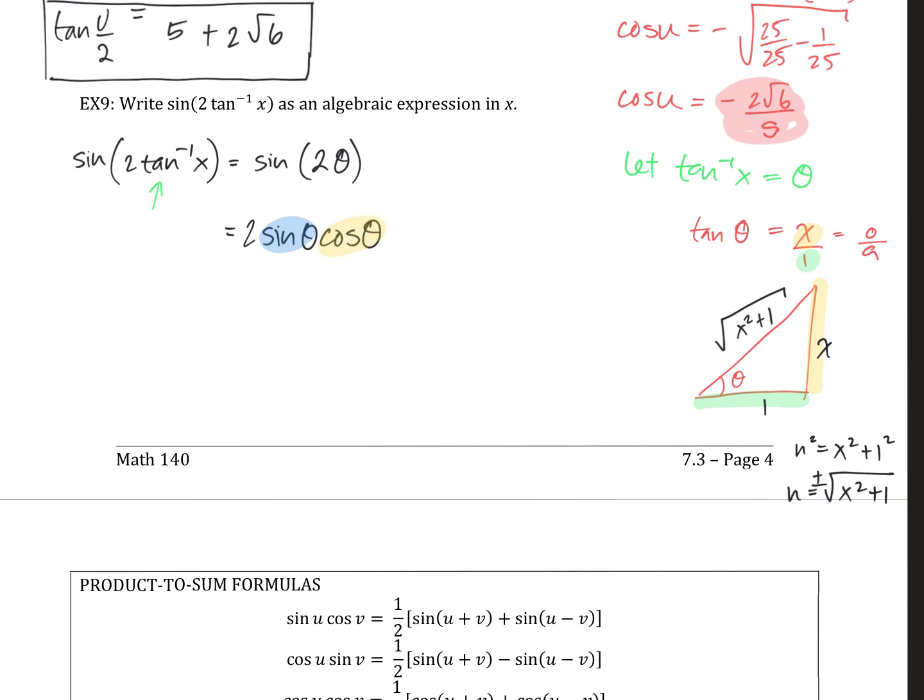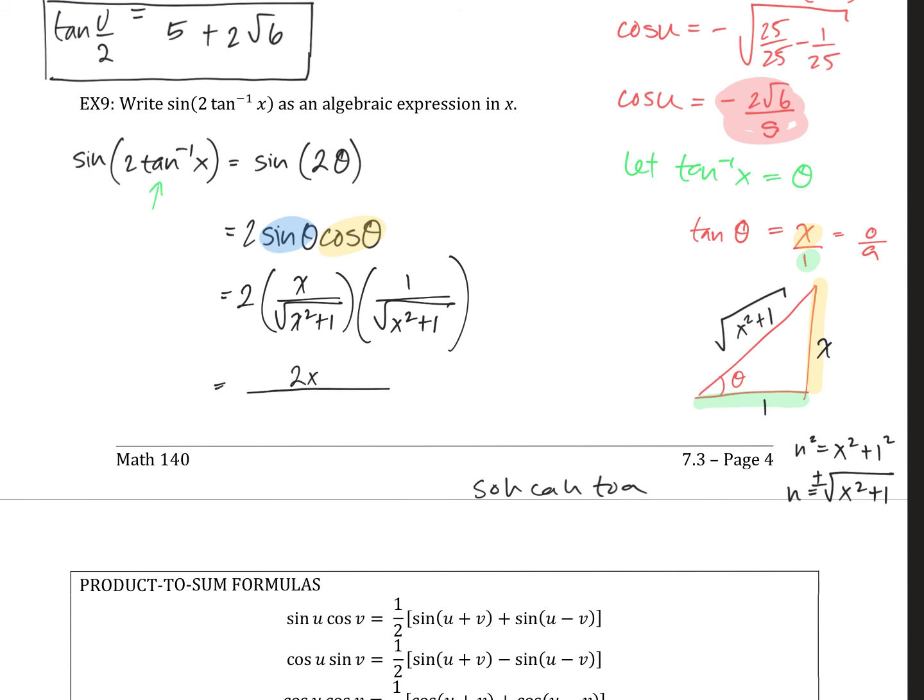Remember, sine is, if we're looking at SOHCAHTOA, sine is opposite over hypotenuse, which means it's going to be x over square root of x squared plus 1. And cosine is adjacent over hypotenuse, so that'll be 1 over square root of x squared plus 1. Okay, so multiplying this together, we get 2x over x squared plus 1. And we are done. Alright, so definitely the simplifying with the u sub, or just with the substitution, did help.